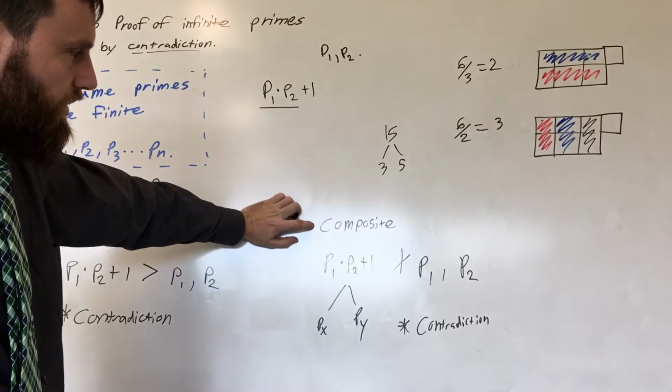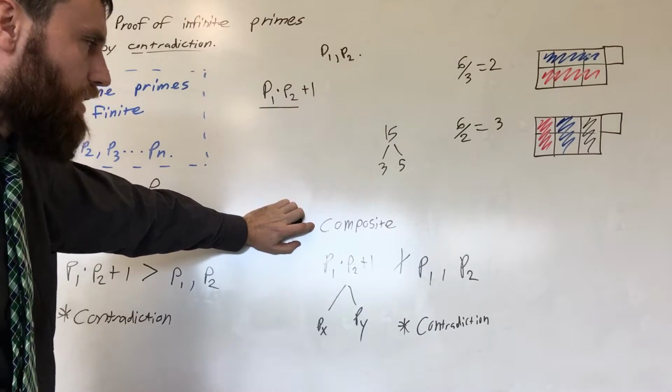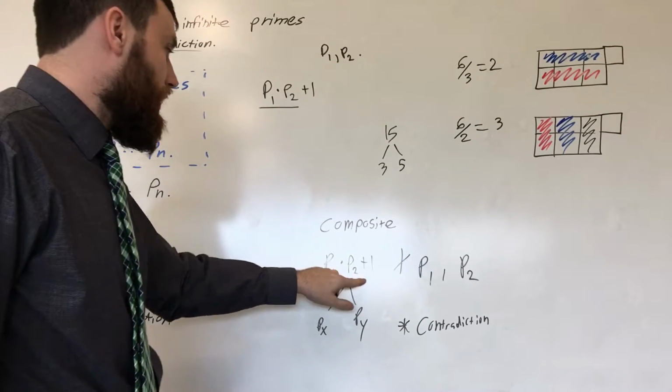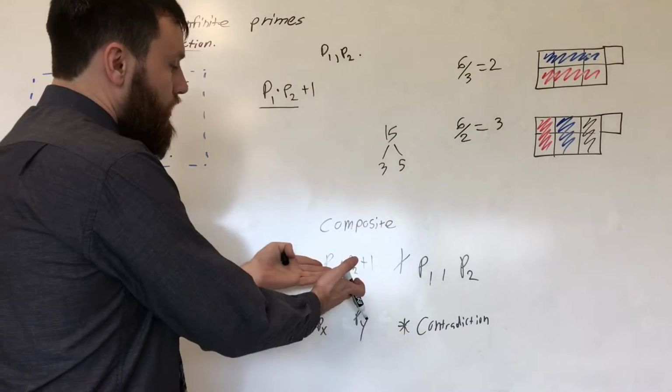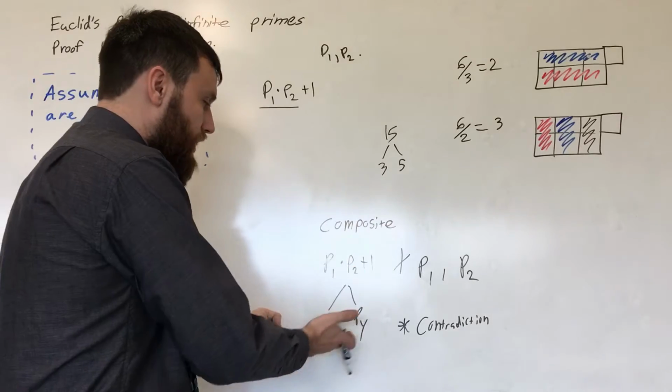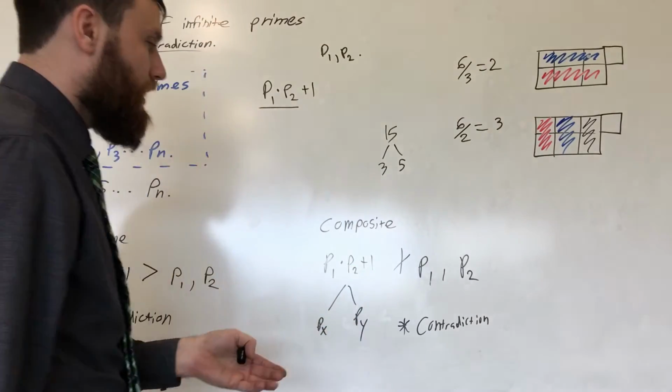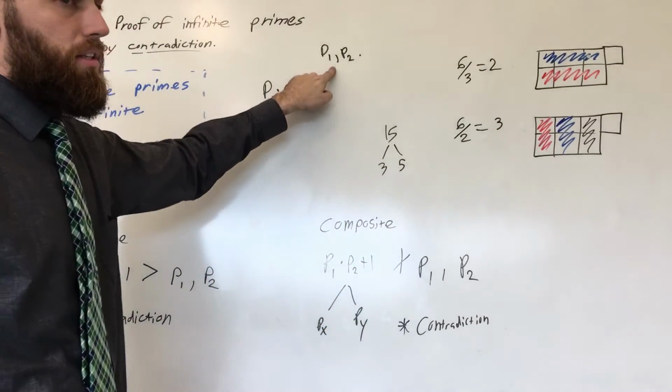Okay, so if it's composite, well then it's made out of primes. But this number is not made out of this prime, and it's not made out of this prime. So it does break apart because it's composite, so there must be two new primes that need to be added to this list.